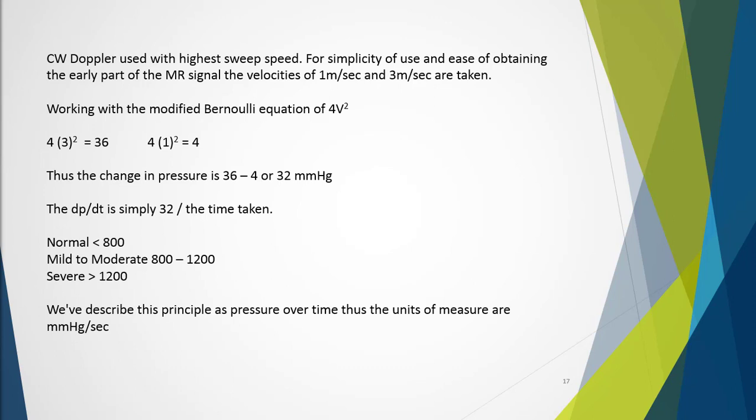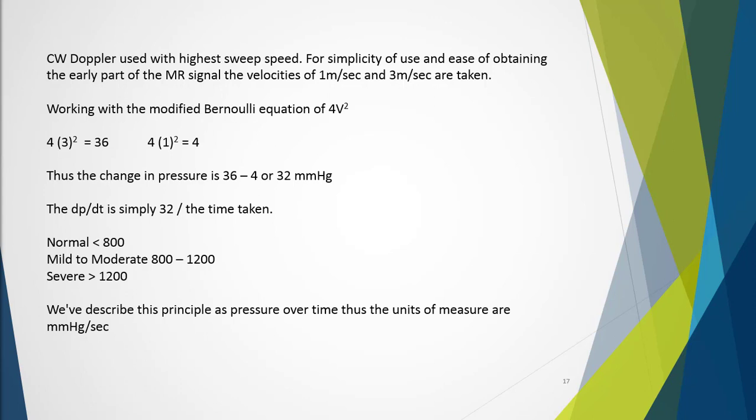So how do we go about doing it? We apply continuous wave Doppler with its best alignment to the mitral regurgitation. The sweep speed of the Doppler trace is set to high for ease of measuring two arbitrary points over this short period of time. These two points are chosen to represent the change in pressure. For simplicity of use and ease of obtaining the early part of the MR signal, the velocities of 1 meter per second and 3 meters per second are taken.